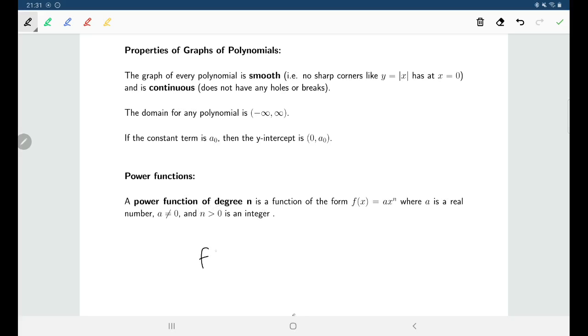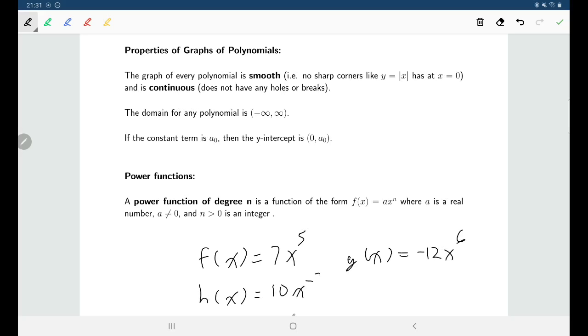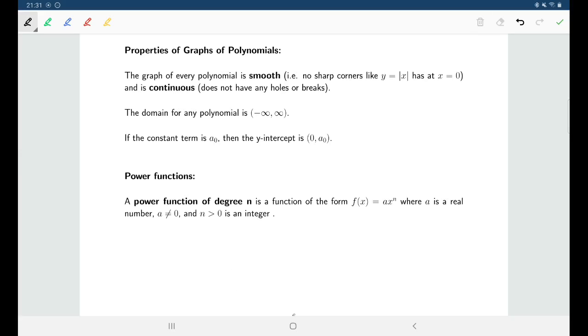So for us, we're looking more at things like 7x to the 5, or maybe something like negative 12 times x to the 6. But you will see other books that would call something like 10x to the negative 3, they would also consider that to be a power function. But as I said, for us, we're mostly going to be interested in power functions where the power is a positive integer. We're also going to see later on, when we talk about the graphs of polynomial functions, that the end behavior, what happens at the far left and at the far right of our graph, has something to do with the graphs of power functions.